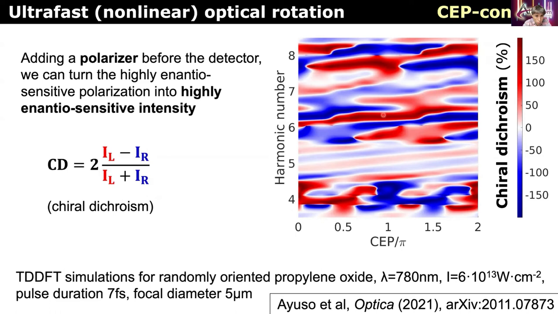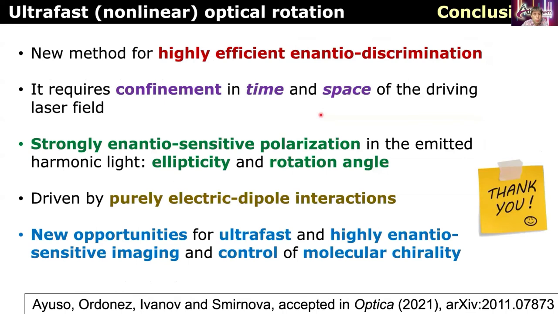So let me summarize very quickly, because I think I'm out of time. We have introduced a new method for highly efficient chiral discrimination, which we call ultrafast optical rotation. It requires confinement in time and in space of the driving field. And what's interesting also is that this confinement also happens in hollow core fibers. But I think you will need to use smaller diameters than the one that François Légaré used in the result that he presented today. But this also creates new opportunities for efficient chiral recognition.